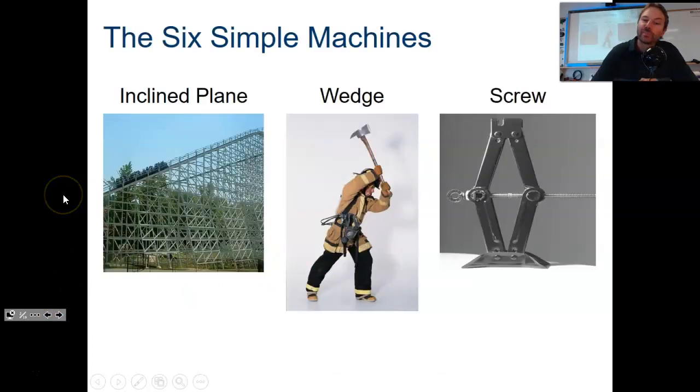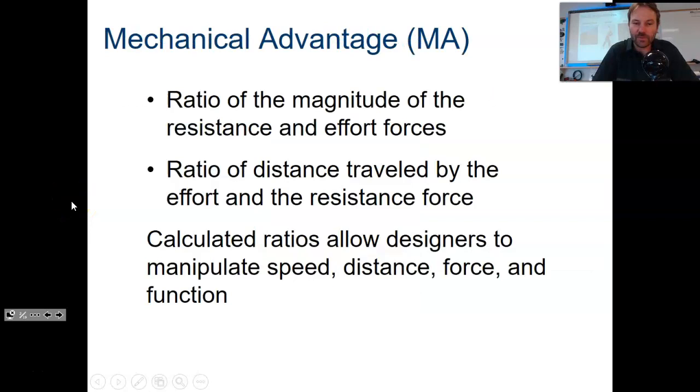The other three are the inclined plane, wedge, and screw. This inclined plane has got a roller coaster. You've got a wedge, a fireman's axe, and a screw. And we're going to talk about each of these in turn today. Remember, mechanical advantage.